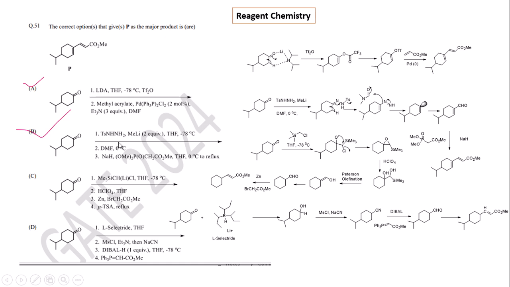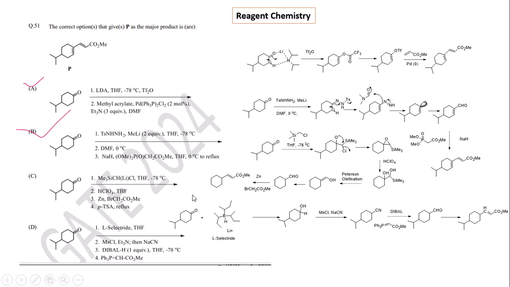In the second problem, the tosyl hydrazide in the presence of methyllithium is the Shapiro reaction, and in the Shapiro reaction, the alkene contains the carbanion, which can be quenched in the presence of DMF and produces the vinyl aldehyde, and this vinyl aldehyde in the presence of the Wittig reaction produces the desired product.